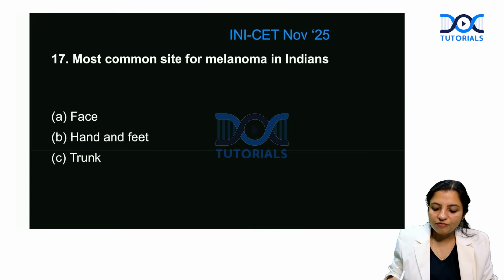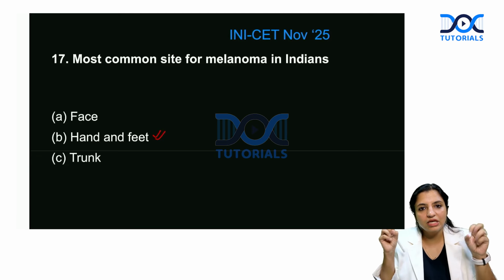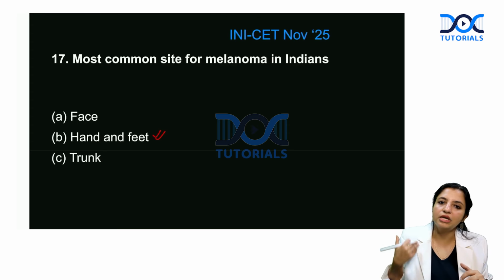Now, what is the most common site of melanoma in Indians? In Indians, we typically have the acral type, which is more common in the hands and feet, whereas in the world, superficial spreading is more common, which is common in the trunk.